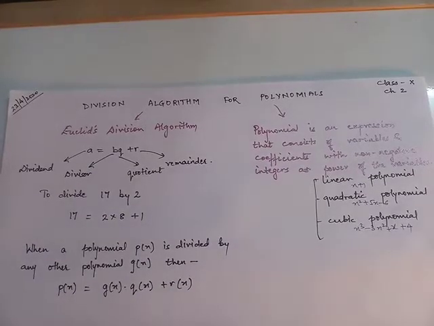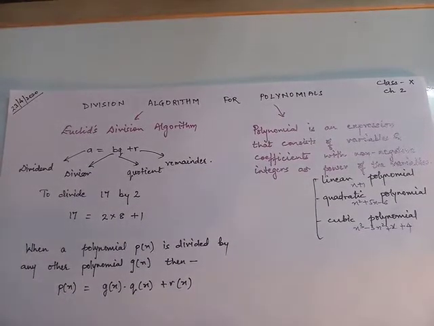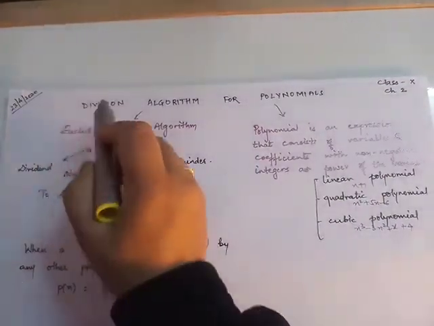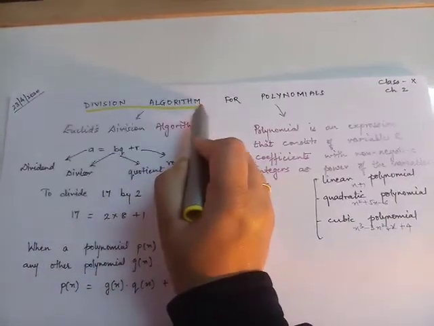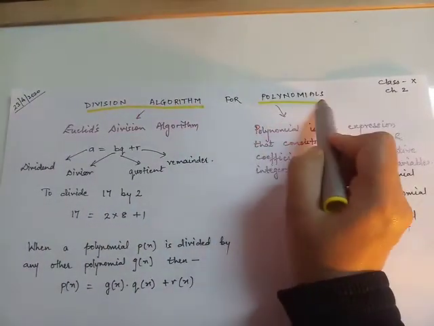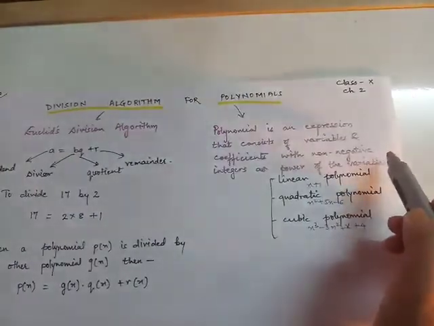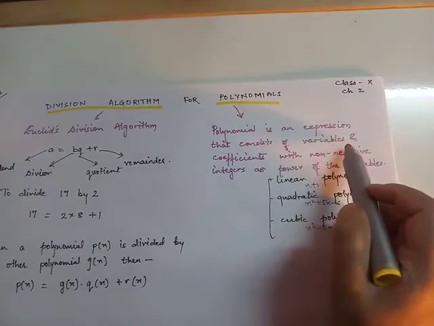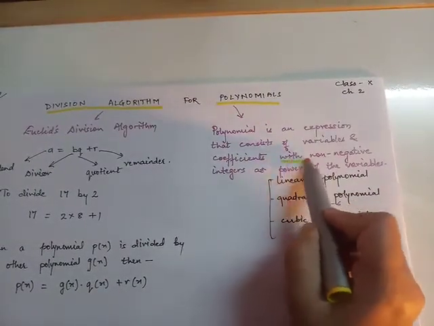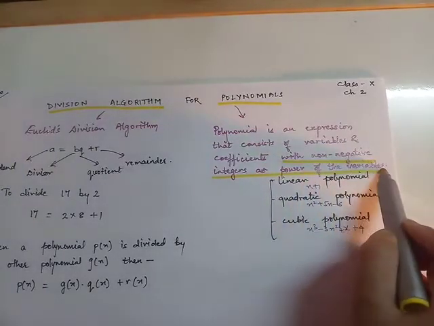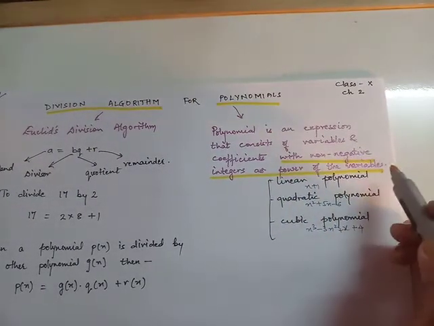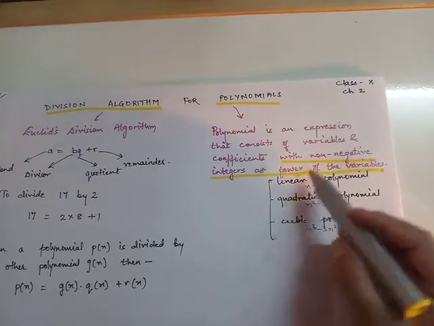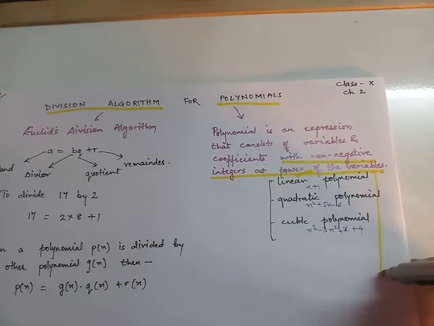Today's topic is division algorithm for polynomials. Okay, so we are familiar with two parts of this topic, division algorithm and polynomials. Now, when we talk about polynomials, you already know a polynomial is an expression that consists of variables and coefficients with non-negative integers as power of the variables. Depending upon the power of the variables, the degree of the polynomial can be of various types.